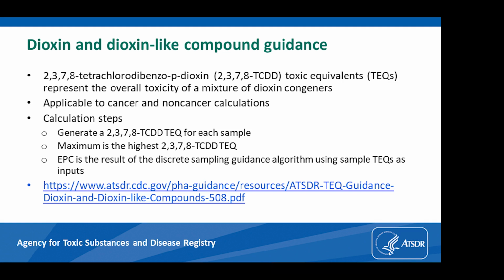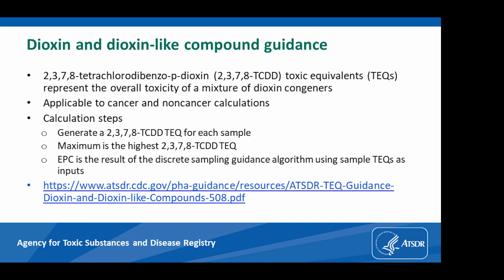Dioxins are similar to PAHs in that ATSDR's guidance specifies the calculation of a toxic equivalent concentration to evaluate mixtures of dioxins. In this case, the reference contaminant is 2,3,7,8-tetrachlorodibenzo-p-dioxin. For this webinar, I'm referring to the collection of dioxins and dioxin-like compounds discussed in ATSDR's guidance as just dioxins for simplicity. And I'll be referring to the 2,3,7,8-TCDD-TEQ as just the dioxin TEQ. Unlike the BAP equivalents for PAHs, which are applicable just for cancer evaluations, the dioxin TEQs can be used in both non-cancer and cancer evaluations.